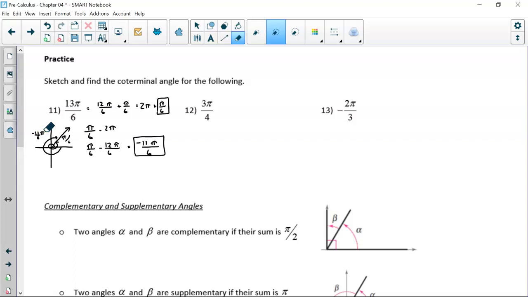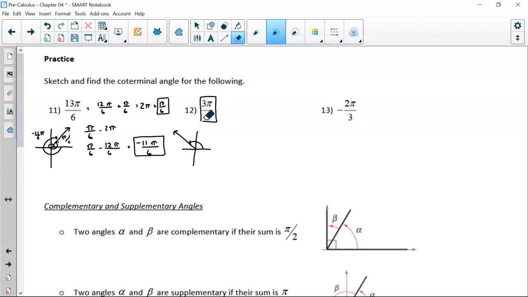Next, 3 pi over 4. Now, 3/4 is greater than 1/2 and less than 1. So 3 pi over 4 is going to be about here. So we're going to count that as our positive coterminal angle.